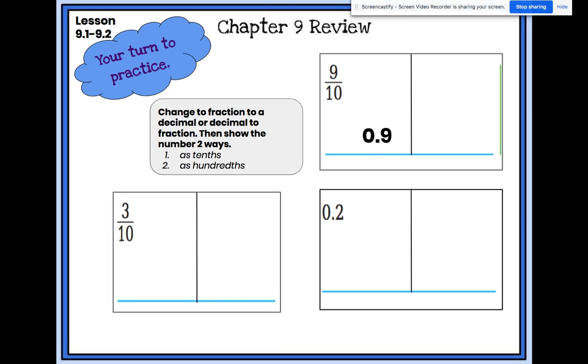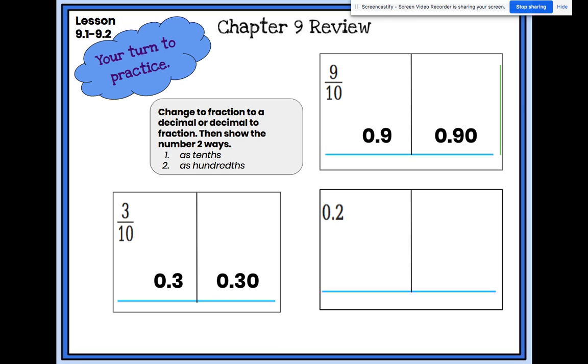9/10 as hundredths, all you need to do is add the 0 to the hundredths place, and you would have 90 hundredths. Good. 3/10 as hundredths, add that 0 to the hundredths place, and you have 0 and 30 hundredths.